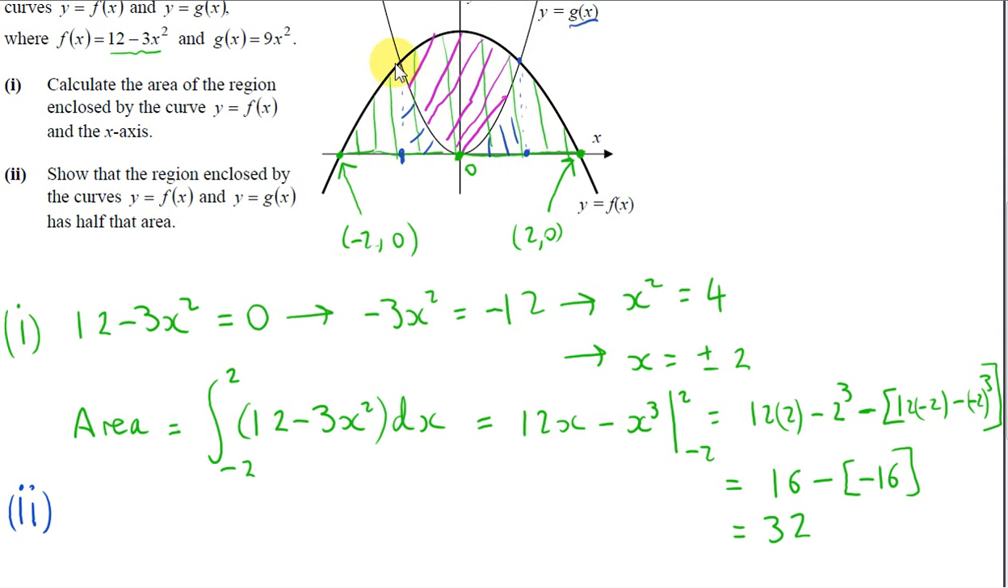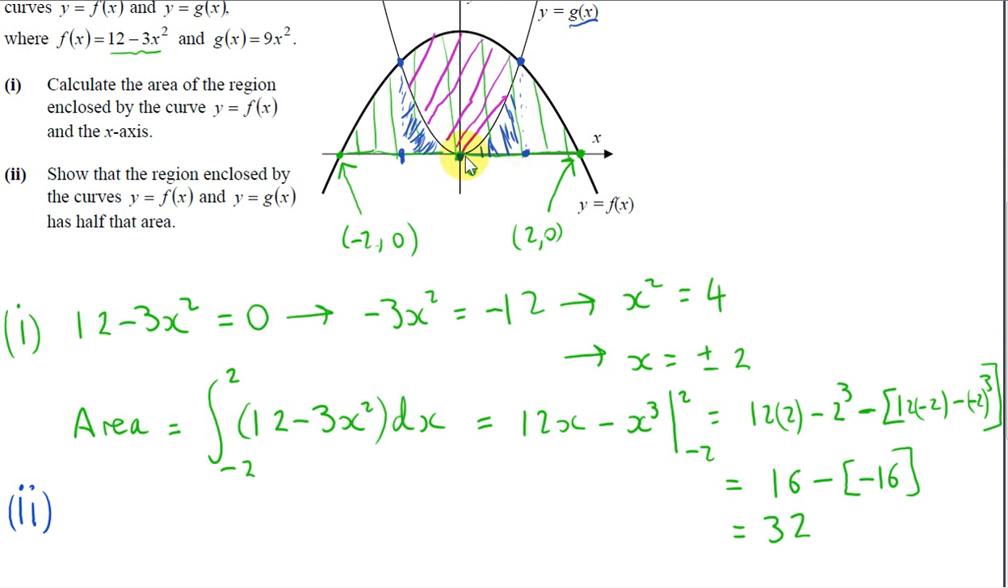So the lower limit is the x value of this point here, and the upper limit for the blue area is the x value of this point. Now, because both curves are symmetrical about the y-axis, we could just integrate from 0 to this point here. Integrate g of x from 0 to this point, and then just double the answer to get the total blue area.